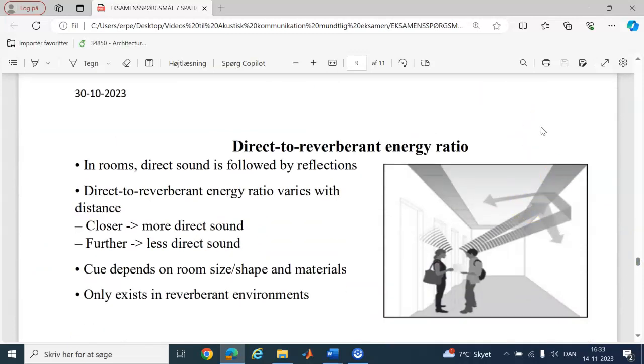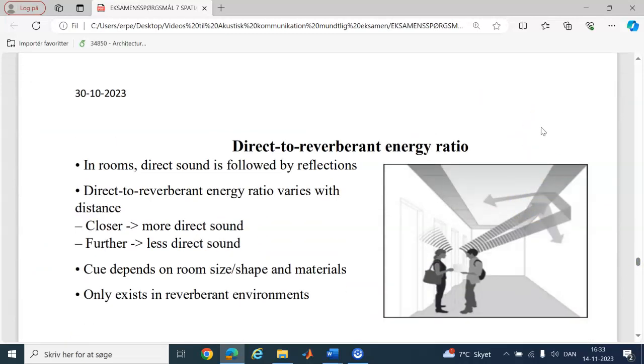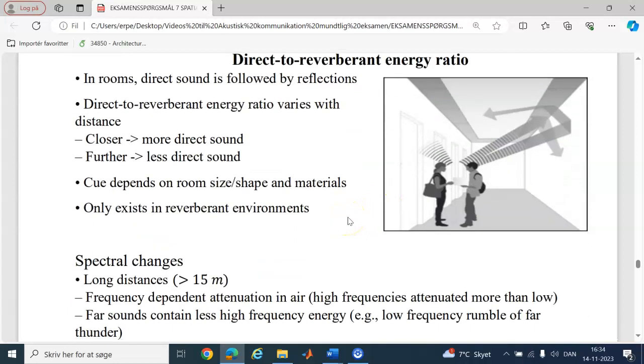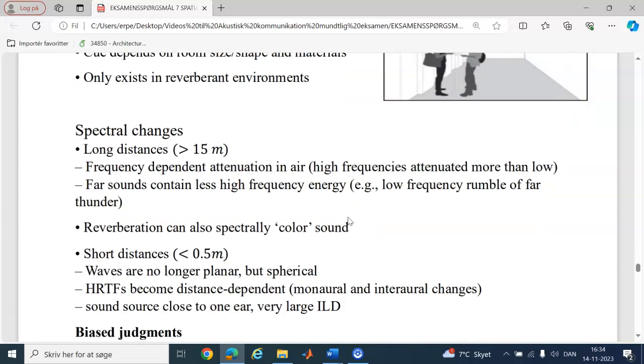Direct to reverberant energy ratio. In rooms, direct sound is followed by reflections. The direct to reverberant energy ratio varies with distance. Closer means more direct sound, further means less direct sound. It depends on room size, shape, and materials, and only exists in reverberant environments.